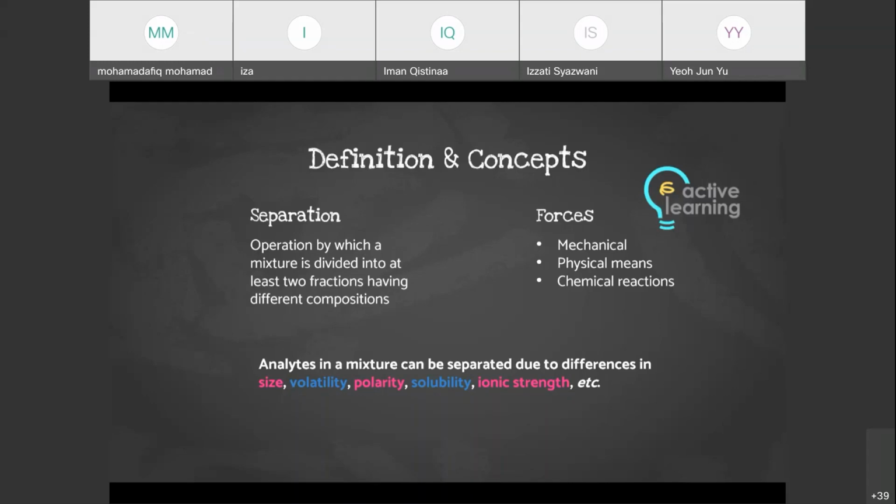Contoh lain, separation yang guna mechanical. Okay, mechanical ni maksudnya you kena apply something mechanical lah. Kalau tiba tanya, okay, give example separation method that apply mechanical forces. Bagi satu contoh. Tiba-tiba tanya dua contoh. Apa dia? Ada nak teka?